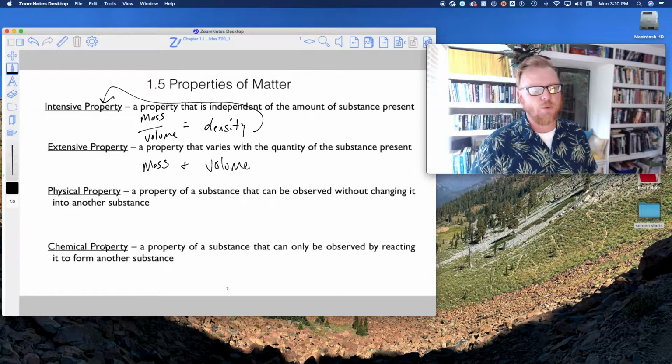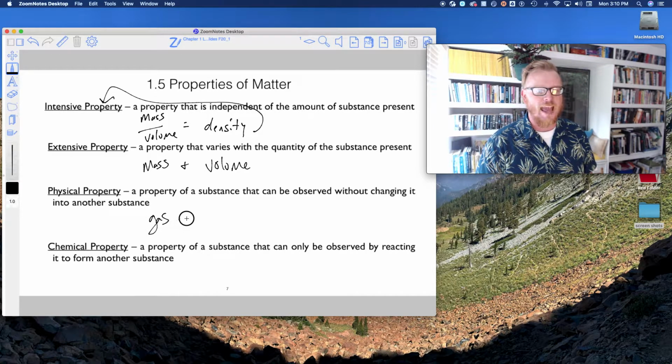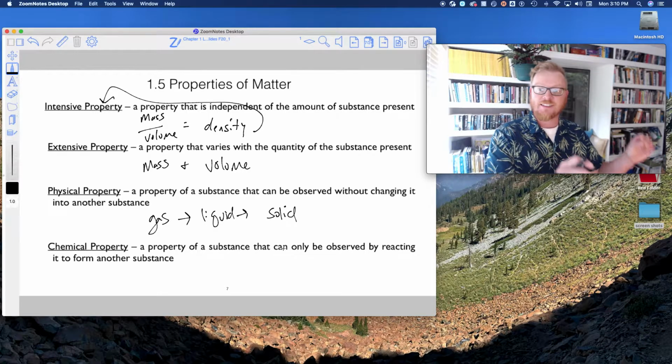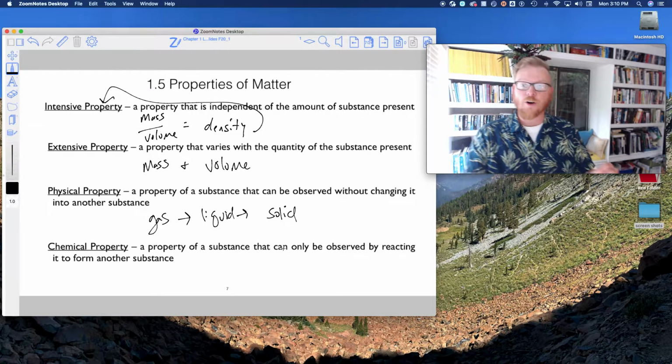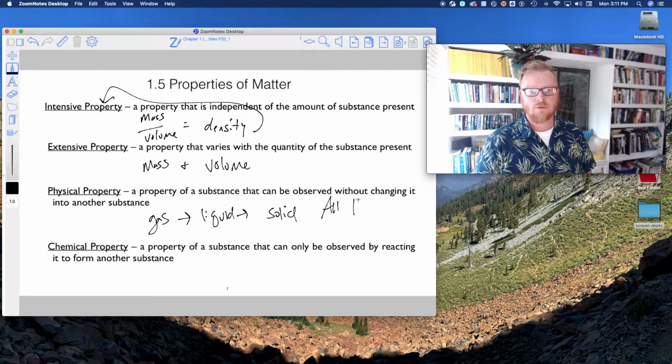Okay? So then physical properties and chemical properties. A physical property is a property of something that can be observed without changing it into another substance. So when we talk about something going from a gas to a liquid to a solid, we're not changing it to another substance. We're just changing it to another state. So if we have steam or water or ice, it's all H2O. It's just now in a different physical state.